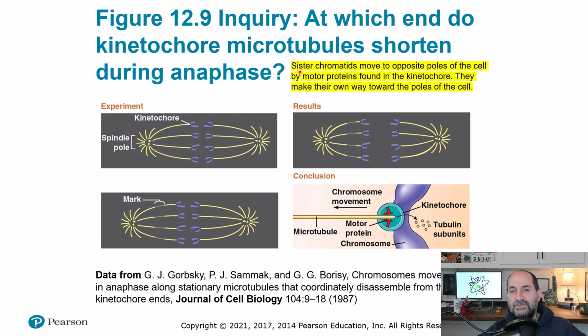And look what I have here highlighted at the top. Sister chromatids move to opposite poles of the cell by motor proteins found inside a kinetochore. They make their own way towards the poles of the cell. They're not being pulled towards the poles of the cell. They make their own way via motors in the kinetochore.